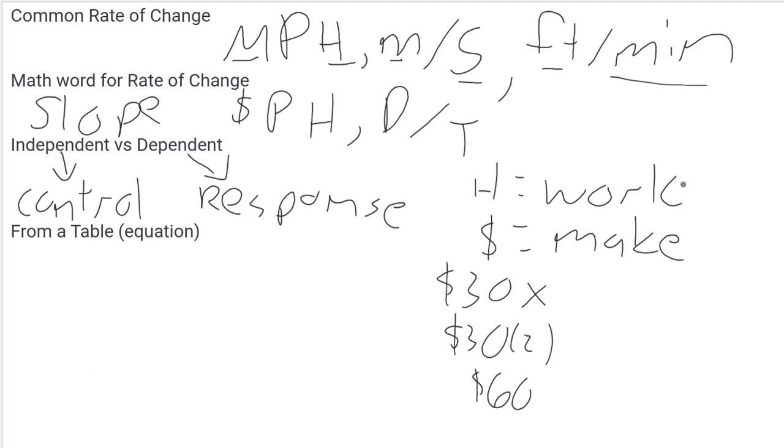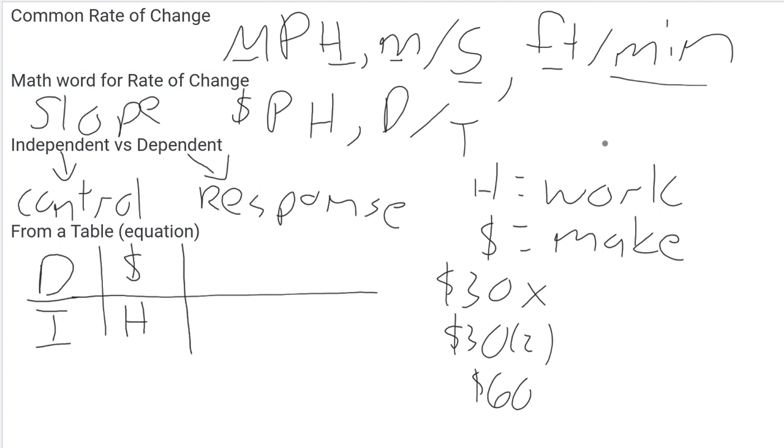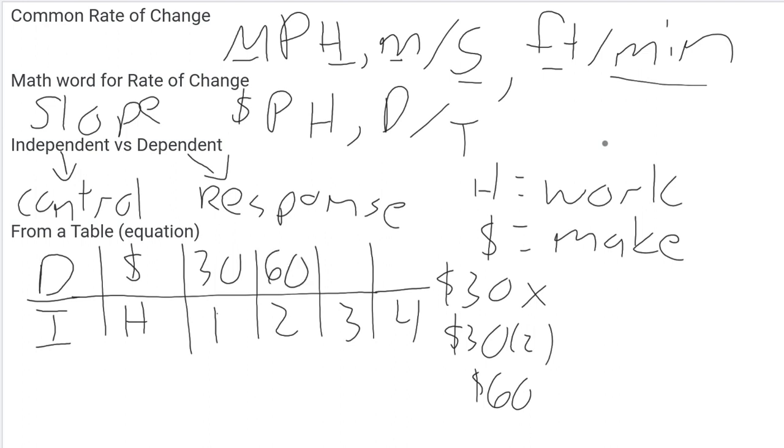So how we do this, to find slope, it is our dependent over our independent. So, for example, when we said dependent, that's how much money I would make. Independent is how many hours I would work. So if I worked 1, 2, 3, 4 hours, I would make $30 if I worked 1 hour, $60 if I worked 2, $90 if I worked 3, and $120 if I had worked 4 hours.